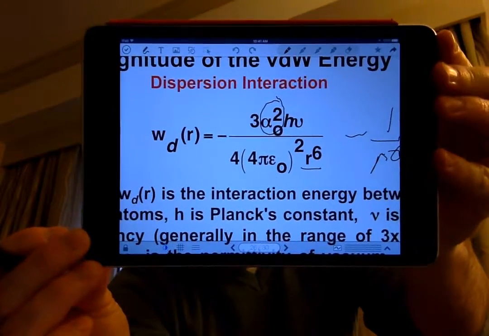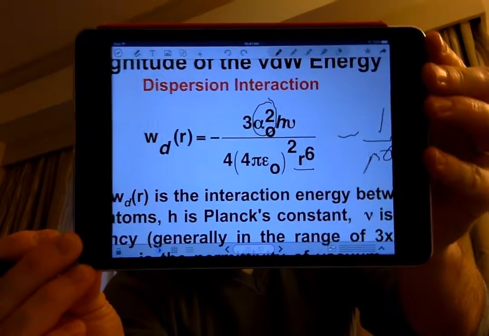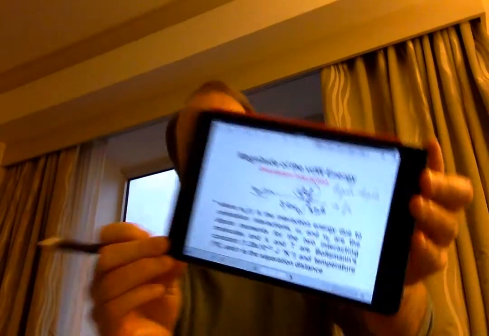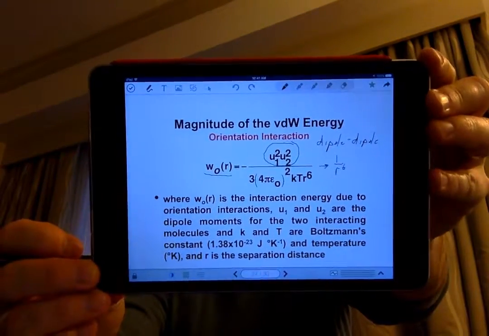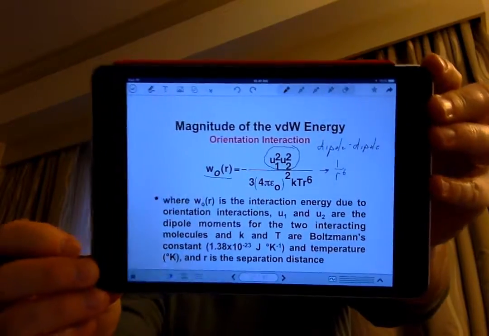So for London forces, polarizability is important. In orientation forces, the dipole moments are important. And we're going to quantitatively calculate these quantities on Friday. But now it's time to get familiar with the functional form of how we calculate these energies.